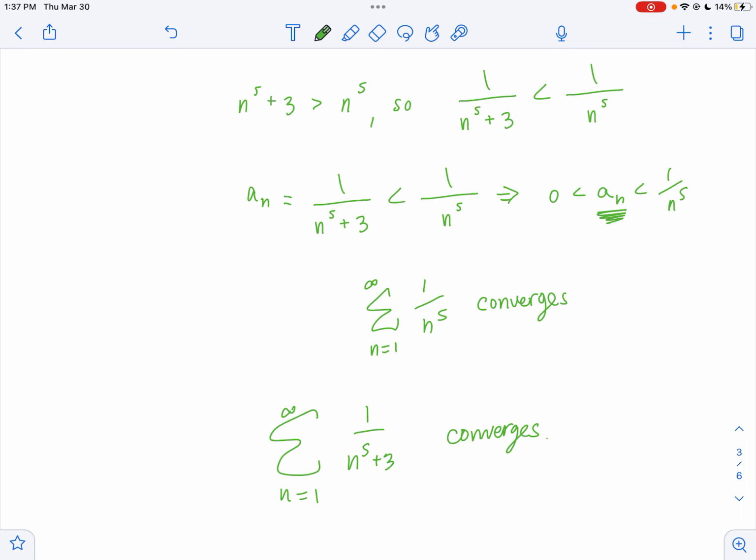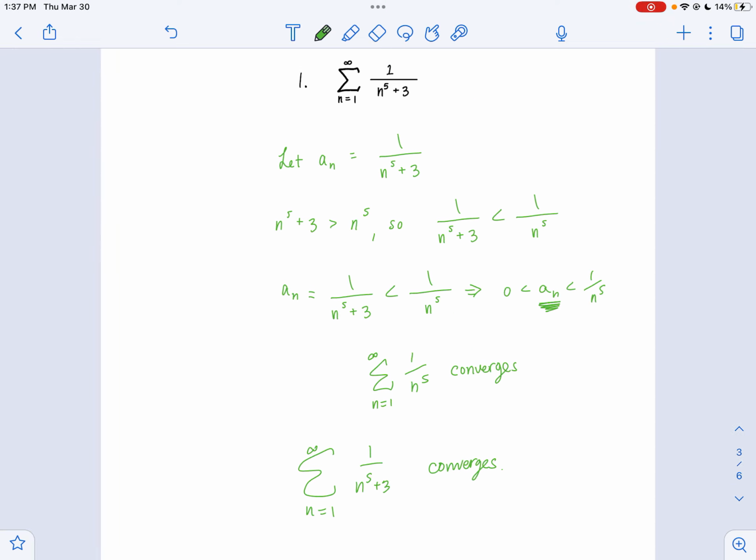So looking at the comparison test, we select something to let our a sub n equal what we originally have, and then figure out what makes sense for us to compare that to. Some series that we already know either converges or diverges will then tell us, again, because we're between 0 and that value, that if that series converges, then we converge. If that series diverges, then we diverge.